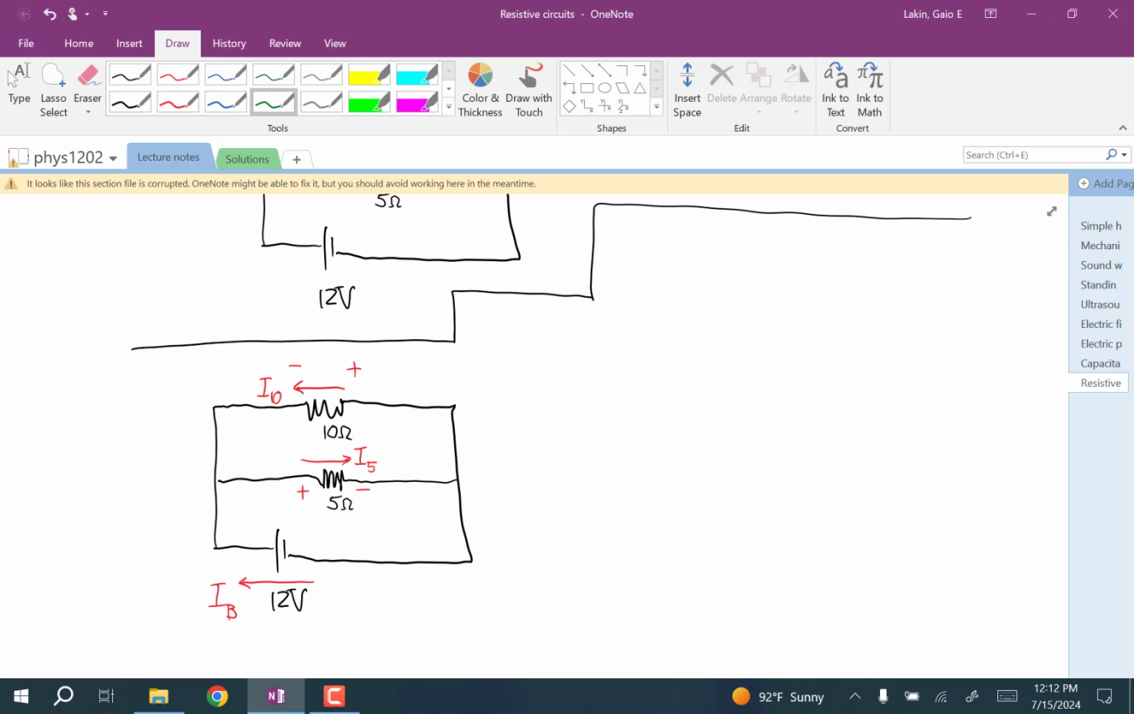So I'm going to start by representing the voltages. We know that in the 10 ohm resistor, if the current was going to the left, then the voltage drop would be to the left, and the voltage would be 10 times I10. And on this one, if we assume it's going to the right, the voltage drop would be to the right, and it would have a magnitude of 5I5.